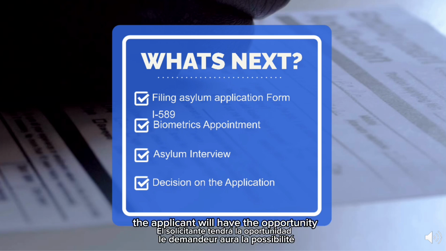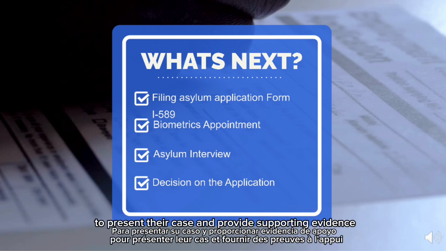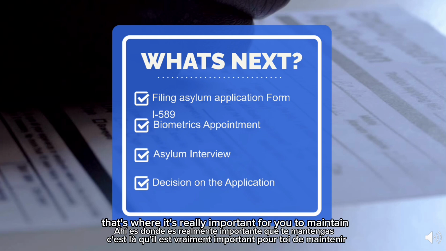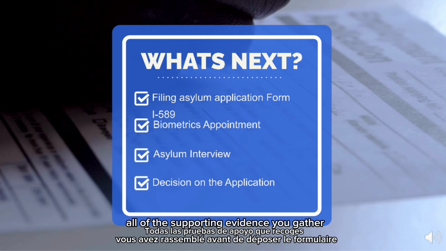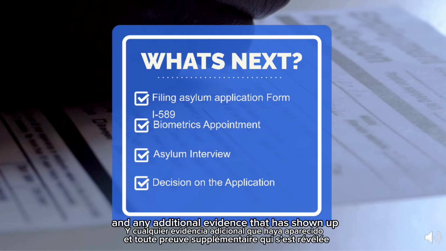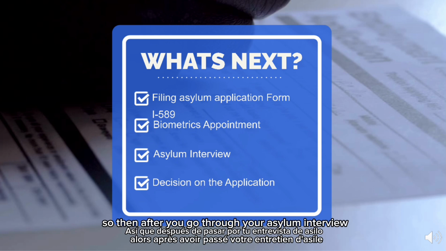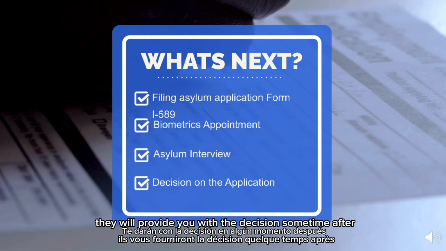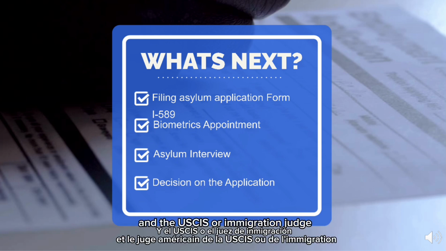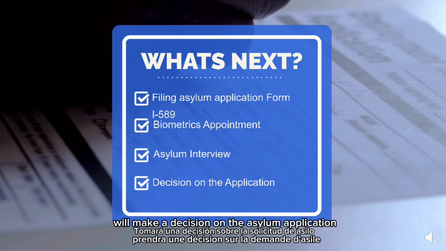During the interview, the applicant will have the opportunity to present their case and provide supporting evidence. That's where it's really important for you to maintain all of the supporting evidence you gathered before you file the form and any additional evidence that has shown up after you submitted the form. So then after you go through your asylum interview, they will provide you with a decision sometime after, and the USCIS or immigration judge will make a decision on the asylum application.